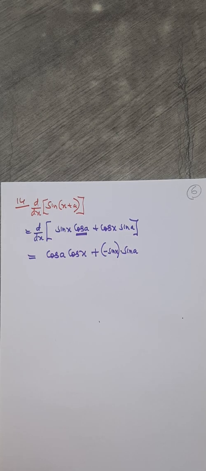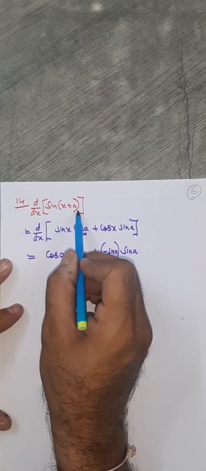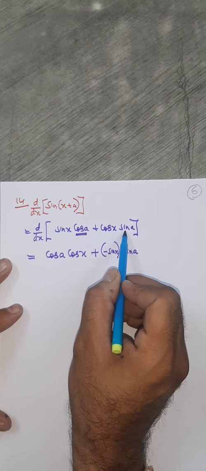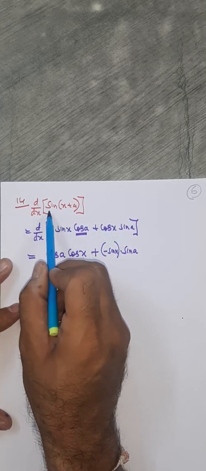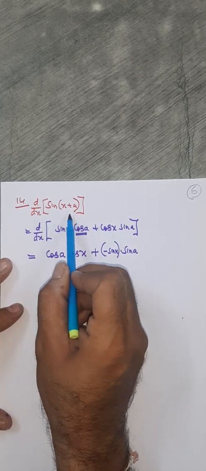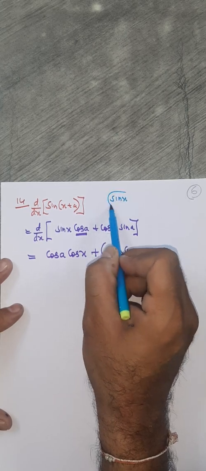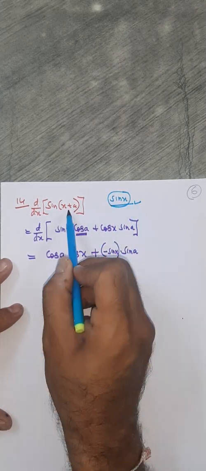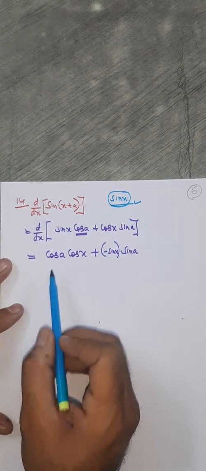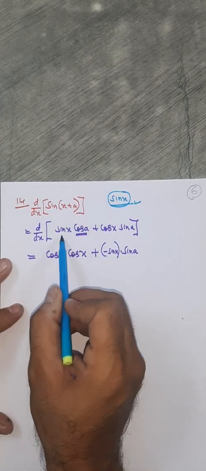I repeat, what did I do? First, I opened this bracket by the addition formula from trigonometry. You don't have the derivative of sine of x plus a. You just have the derivative of sine x, that you know very well. So this cannot be differentiated directly, so I've used the addition rule.